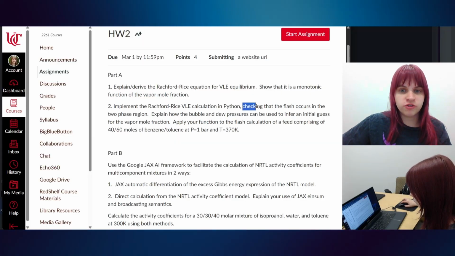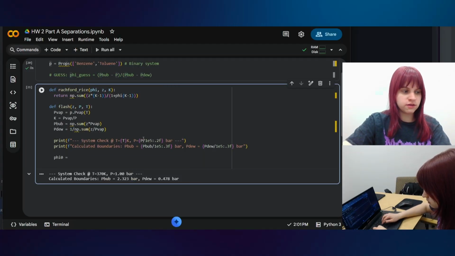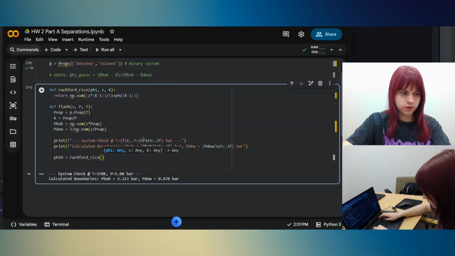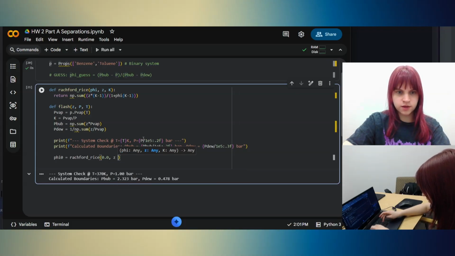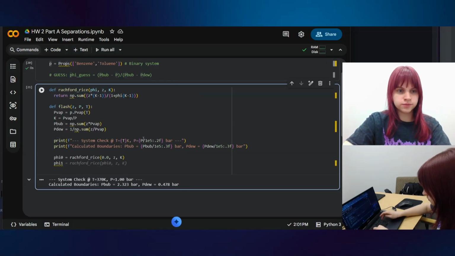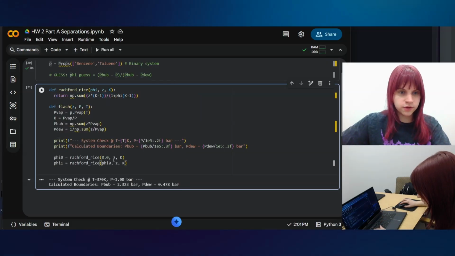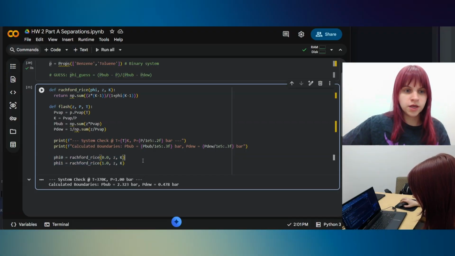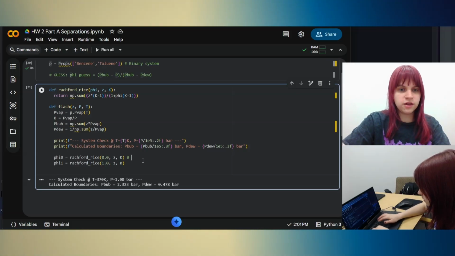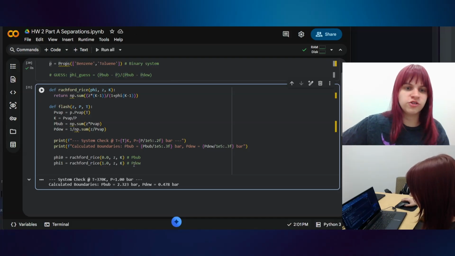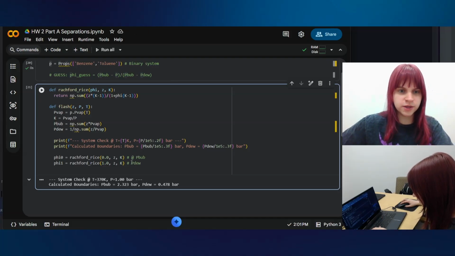Now we want to ensure that the flash is occurring in the two-phase region. So if phi is 0, we would have our Rachford-Rice with 0.0, z, and k. If our phi was 1, we would have the same thing but with 1. And remember that phi is 0 at the bubble pressure and phi is 1 at the dew pressure. It's just good to keep that in mind.